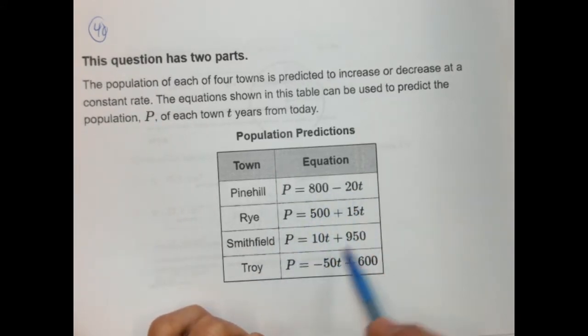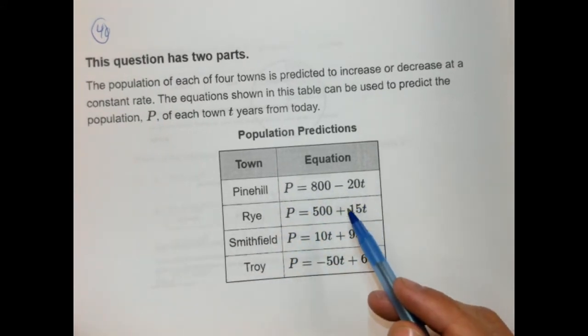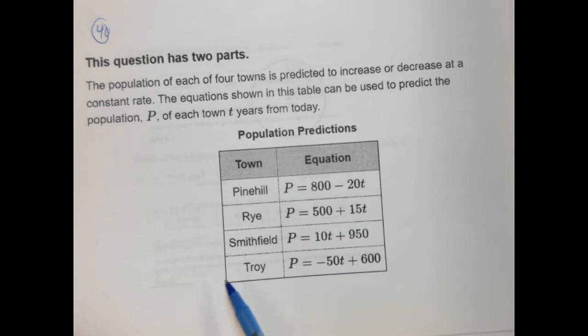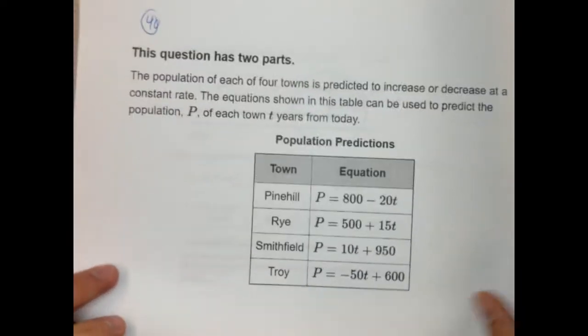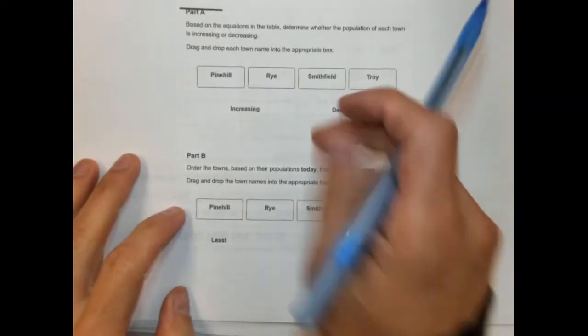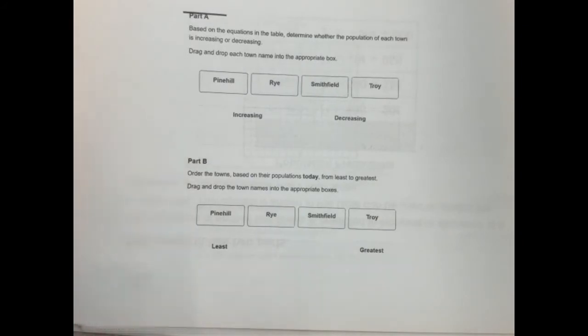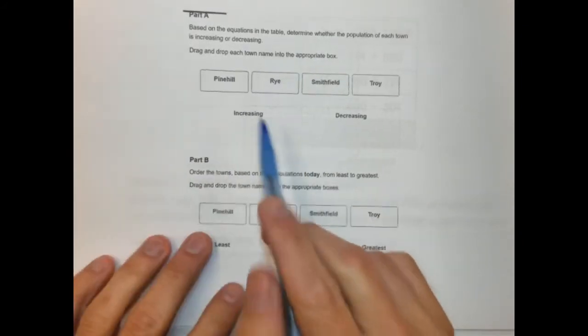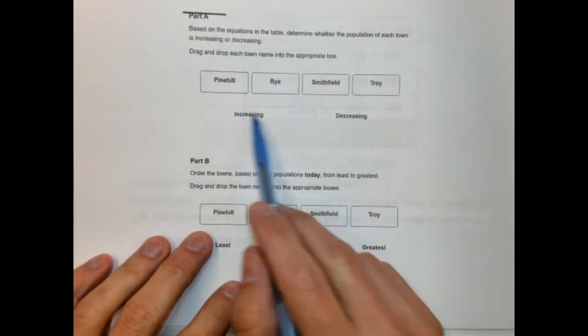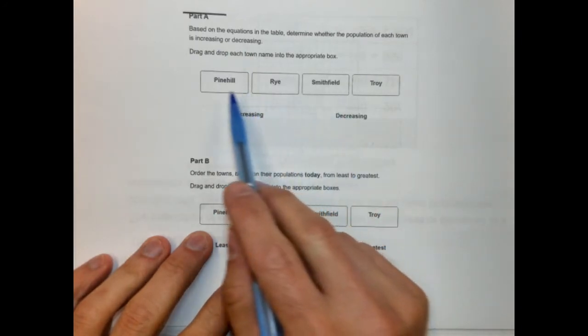So you can kind of tell which of these populations are increasing and which of these are decreasing if you look at these carefully. We have starting values, like the starting populations, and then the rate of change, okay? All right. This is kind of a neat problem because when you do this on the computer, you can literally click and drag these into where they belong. So it's kind of neat. Okay. So they want us to determine which of these are increasing in population and which of these are decreasing.